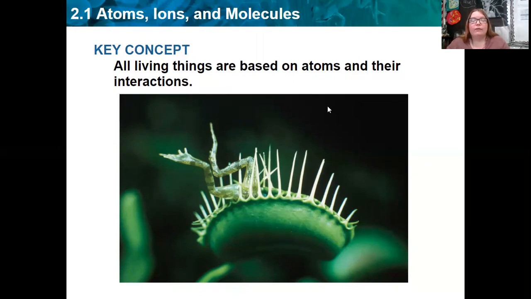Okay, so all living things are based on atoms and their interactions. We're all just a big bunch of chemistry, and you've probably never really thought of it that way before. But if you think about it, sugars, proteins, all of that, they're just molecules. And we know we need those things to survive. So let's talk about a little of the chemistry behind that.